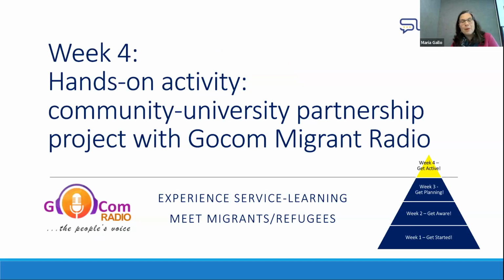But what we're going to do is, we have this pyramid, and what we're going to explain to you is where we're going to get ultimately, which is at the apex of that pyramid. We want everybody to get active, so we're going to have a hands-on activity. We have GoCom Migrant Radio, and that's going to be an opportunity for us to look at a community university partnership. That's going to be right at the top.